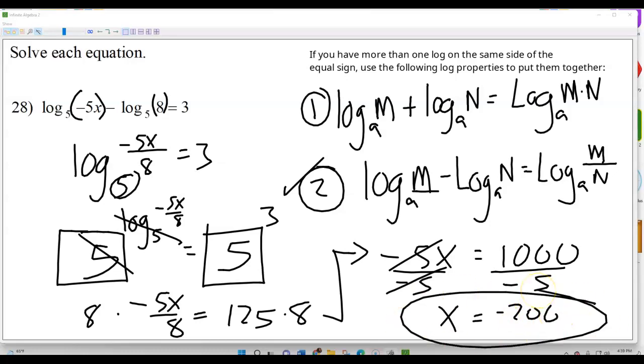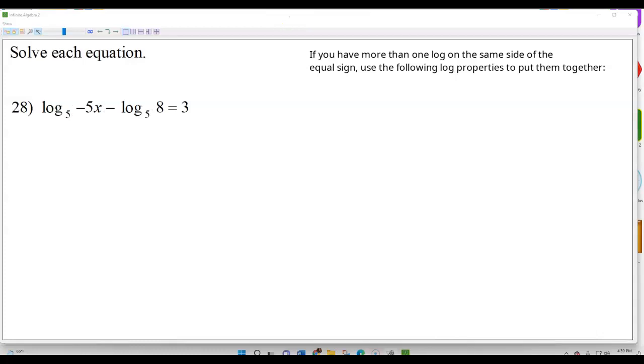And that's it. So if you ever have more than one log on the same side of the equal sign, you're going to use your log properties to solve it. Put them together into one. I think the next problem is pretty similar to that as well. Let's go ahead and take a look at number 30.